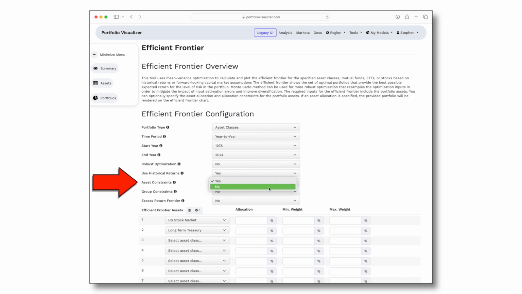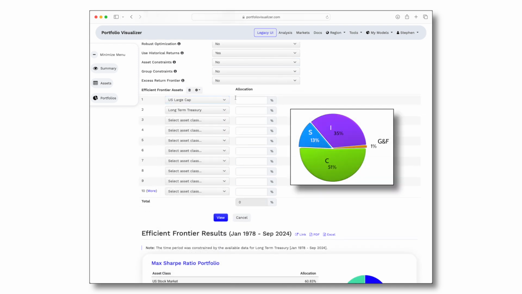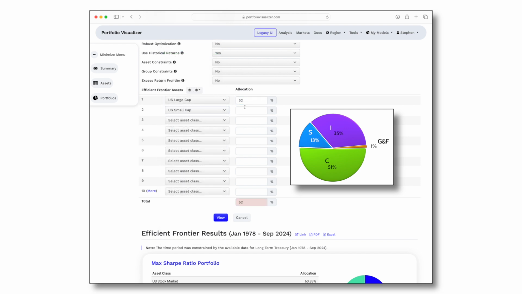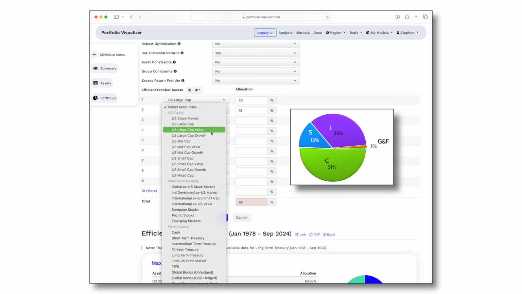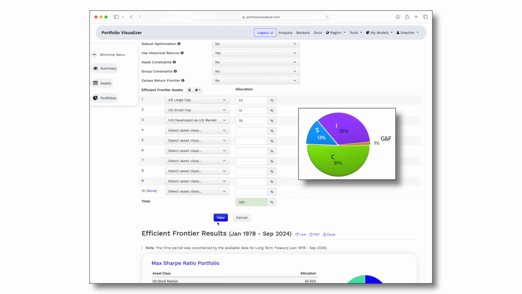First, let's set asset constraints to no, because we just want to know what the best risk to return portfolio is for growth right now. Second, let's set the assets to the 28-year plus allocation mix that the TSP Lifecycle funds are using. Approximately 52% C fund, 13% S fund, and 35% I fund. And now let's review results.